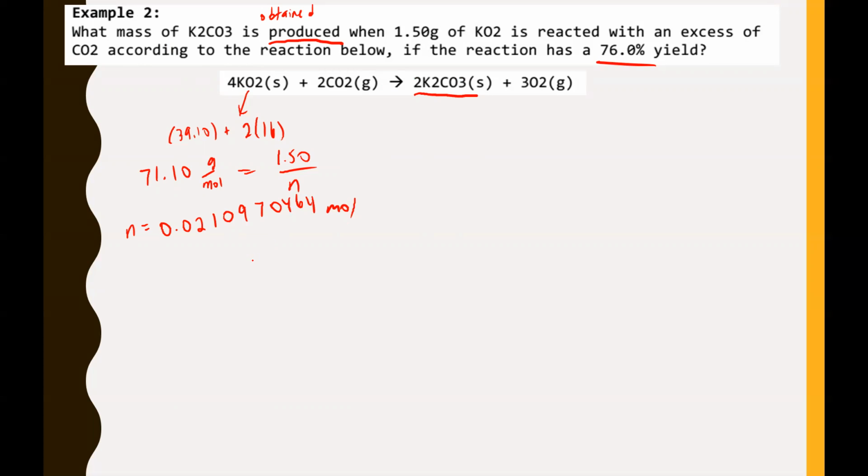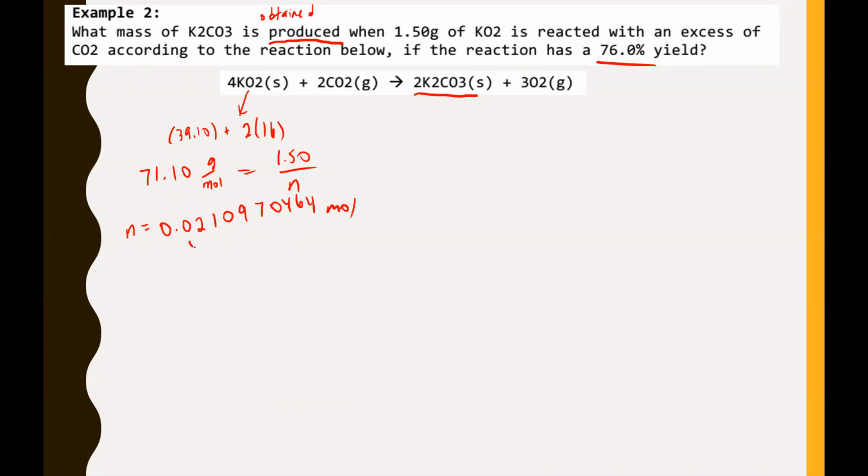I kind of went totally off there. I wasn't even looking at the screen, I was looking down at my page. Apologize for that, but you get the idea. That's how many moles of KO2 that we actually are reacting here. And again, that's with an excess of CO2. When you see excess of CO2, that just means you don't care about how much you have. You're using enough CO2 is basically what that means.